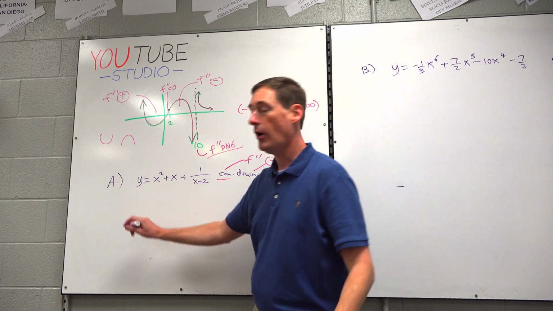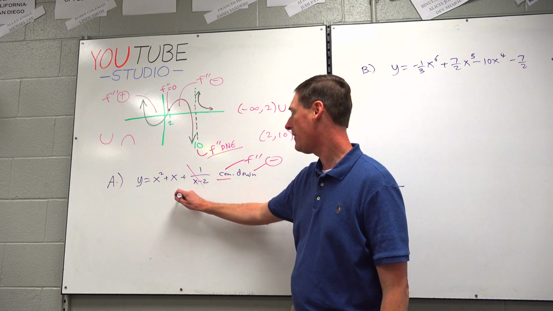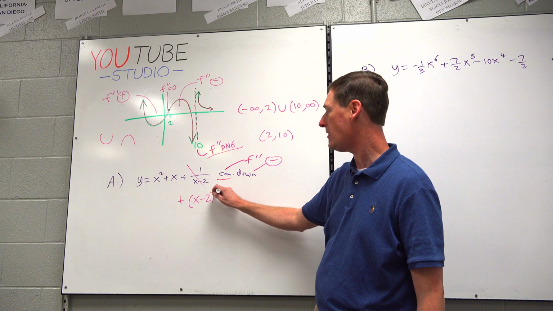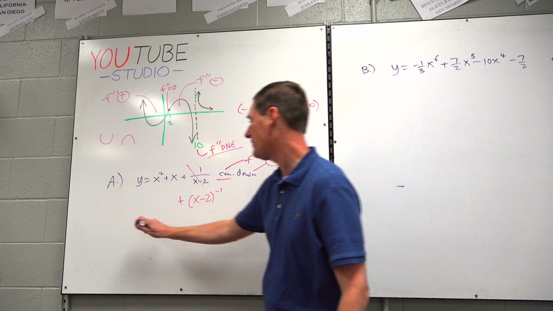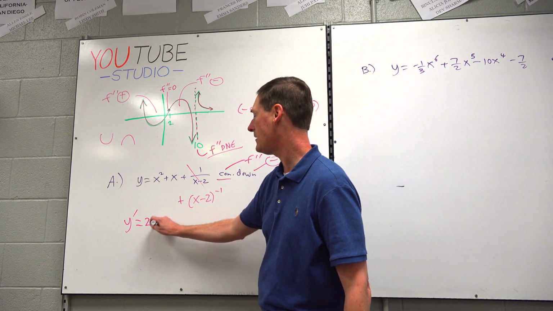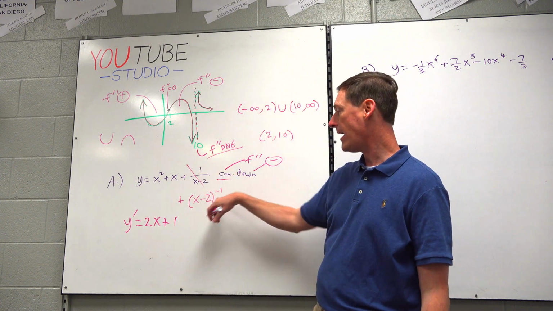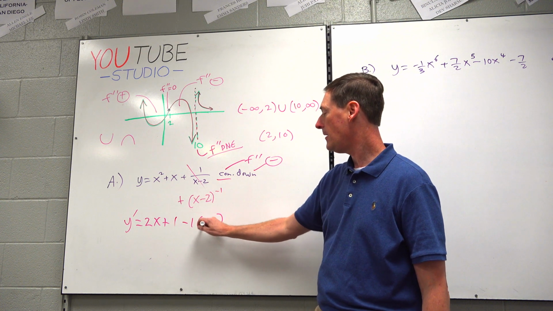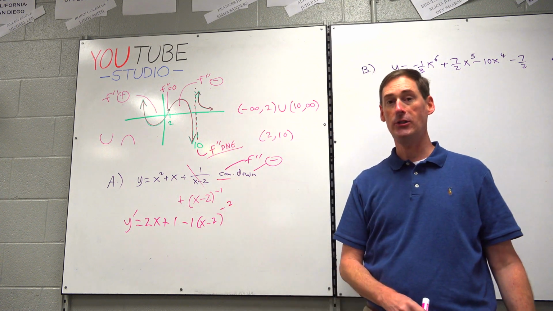So, first, we better rewrite this 1 over x minus 2. That's not derivative ready. Isn't 1 over x minus 2 the same thing as x minus 2 to the negative first? And now we take two derivatives. Y prime equals derivative of x squared, 2x. Derivative of x, plus 1. Derivative of x minus 2 to the negative first, negative 1 to the front. Base stays the same. Drop the power by 1 to the negative second.